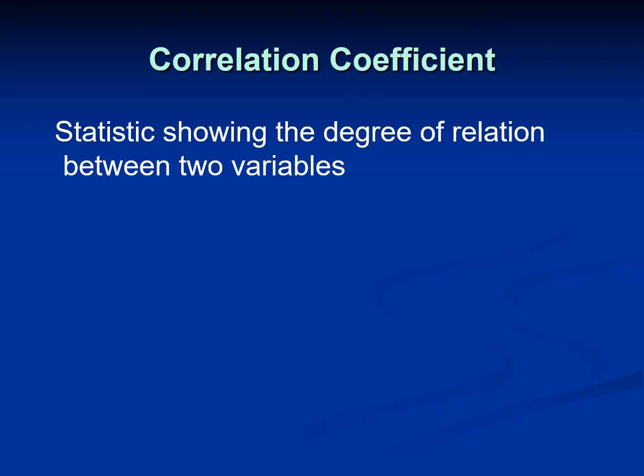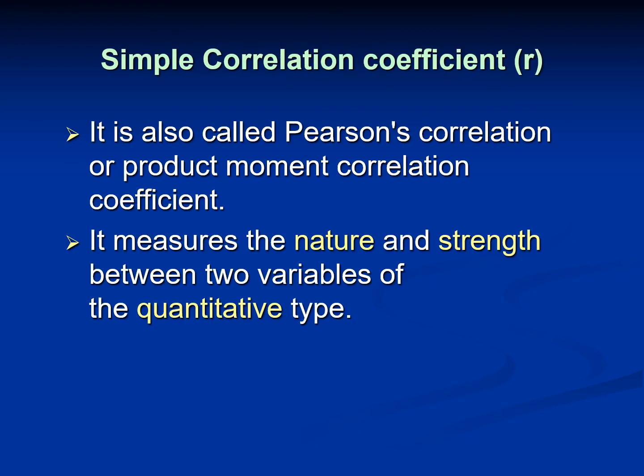Now we discuss the correlation coefficient. The statistic which shows the degree of relationship between two variables is known as the correlation coefficient. The simple correlation coefficient is denoted by small r. It can be Karl Pearson's coefficient of correlation or the product moment correlation coefficient. It measures the nature and strength of the relationship between two quantitative variables.